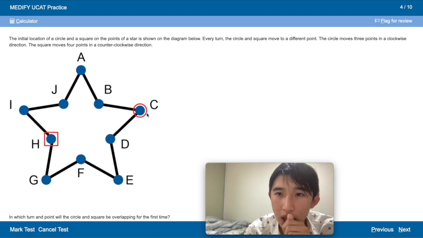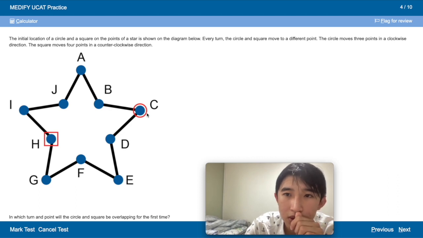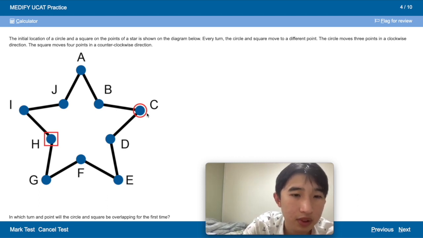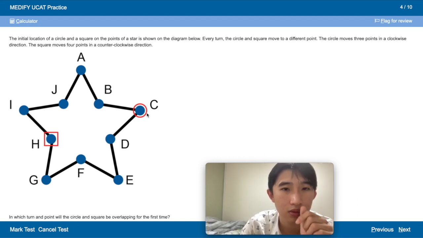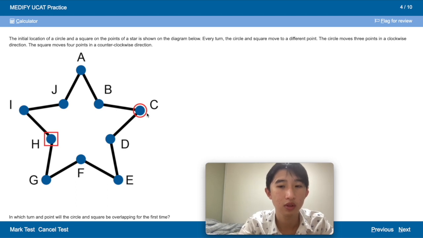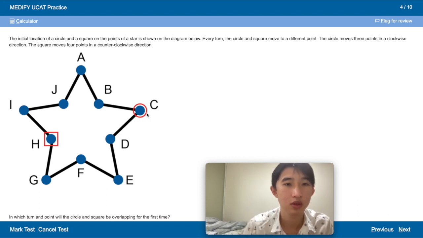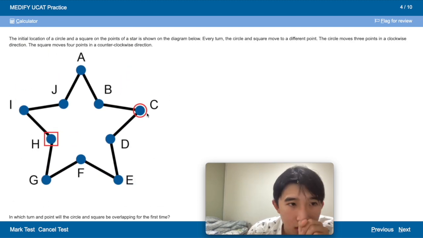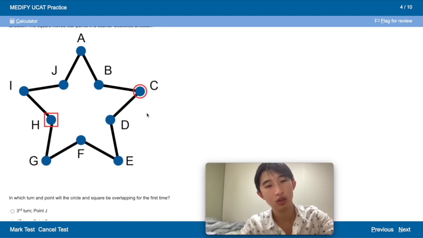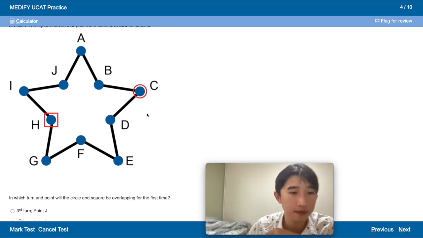So the circle moves 3 points clockwise. Turn one. One, two, three. Wait. Okay, first one. Two. Three. Four. Five. Fifth turn, point H.